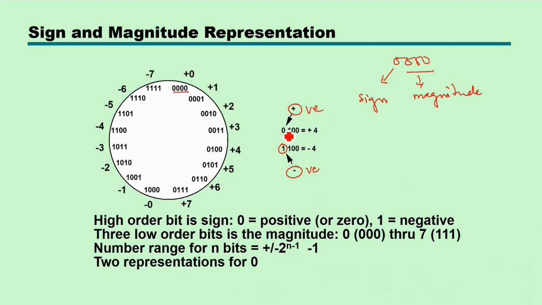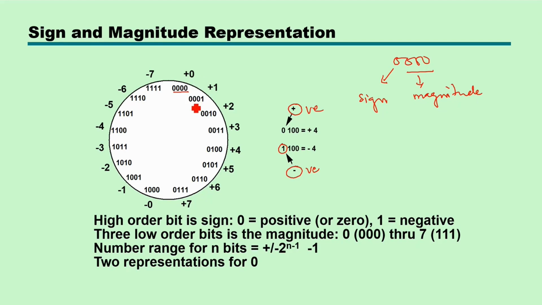Just by seeing the last bit, we can tell whether it is a positive number or negative number. And once we know that, the remaining 3 bits, after separating the sign bit, indicate its magnitude. So if it is 0, it is a positive number, and with 000 it represents 0. That's why it is plus 0, or positive 0.